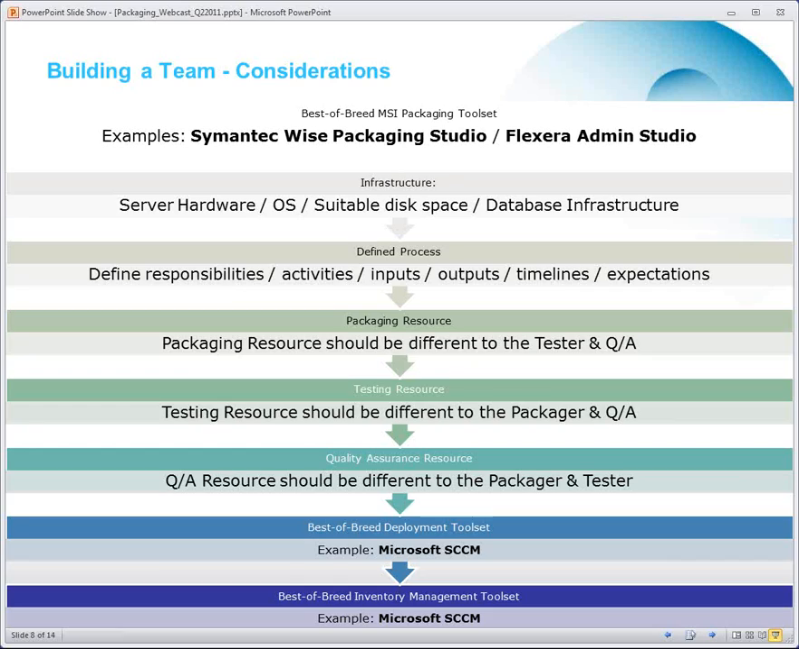Now, the 3 big resources that should be on this team. One is a packaging resource, the guy who's going to be the brains. He's been trained in the tool set you purchased. He understands the infrastructure that you paid so much to put up. And he's helped you define the processes. But does he do everything? Absolutely not. His job is to do his best to package that resource and nothing else.